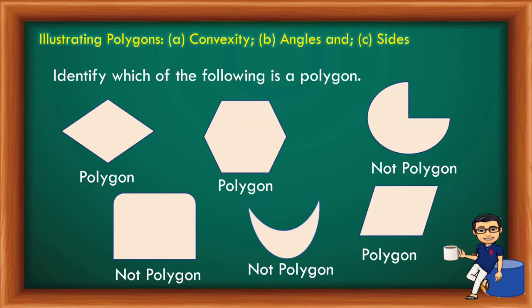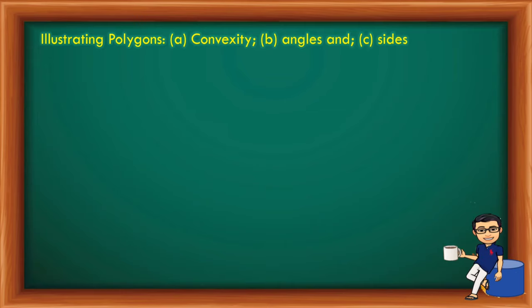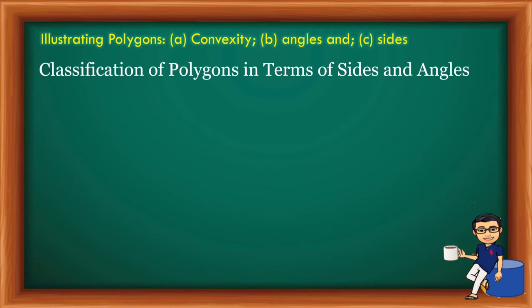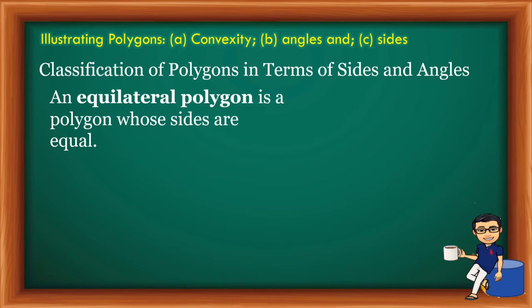So, that's about polygon again. And when we talk of polygon, mayroon tayong tinatawag na classification of polygon in terms of sides and angles. And that is what we call an equilateral polygon. So, an equilateral polygon is a polygon whose sides are equal. From the word equilateral, it means to say equal.